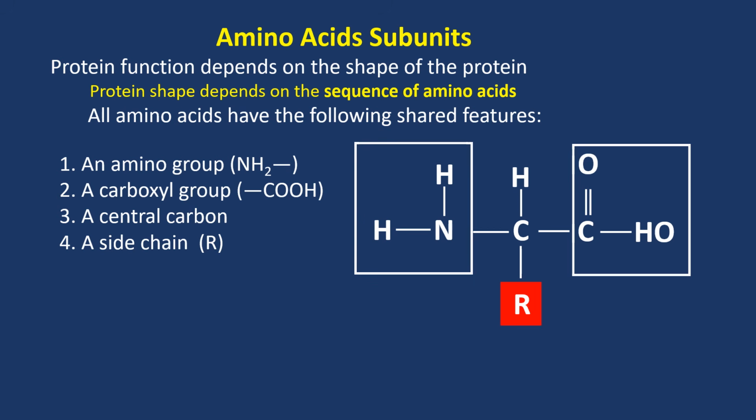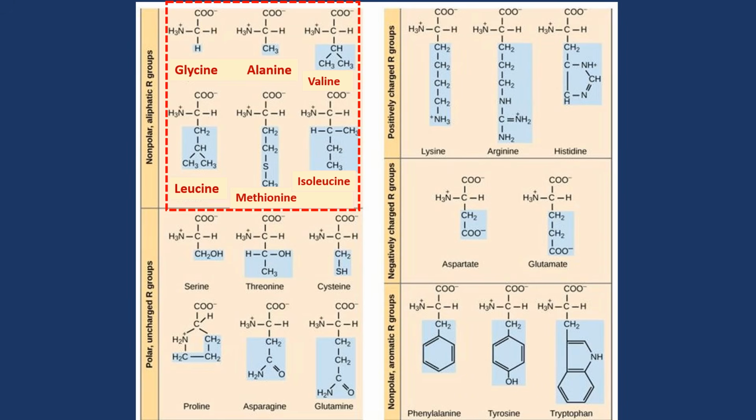Amino acids can be classified based on the nature of their side chains. Let's take a look at non-polar aliphatic R groups. This includes amino acids like glycine, alanine, leucine, and others. These side chains do not carry a charge and are hydrophobic, meaning they repel water and do not dissolve in it. These chains form linear structures, or aliphatic structures, as opposed to cyclic structures.